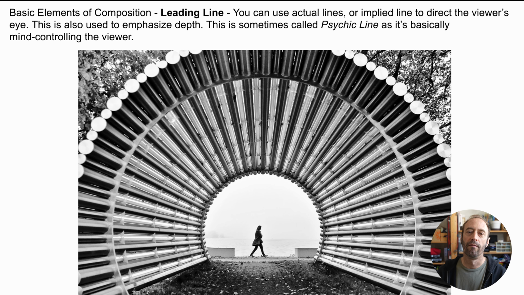Leading line. You can use actual lines or implied lines to direct the viewer's eyes. In this case, this is being used to emphasize depth. Sometimes this is called psychic line, as it's basically mind controlling the viewer. But in this case, all these pipes are guiding us down to the subject here in the middle. Again, like the low contrast image that had the silhouetted figure in the distance, this is successful for some reason, not exactly just the leading line, but the leading line is obviously being helpful here.